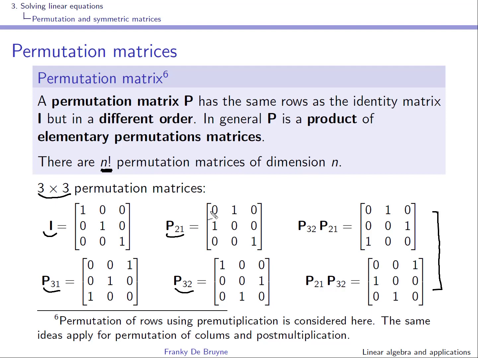I've been talking about permutation of rows, but of course you can do similar things with permutations of columns, but there you have to consider post multiplications. Well, non-elementary permutations, and you have 2 examples over here, are the product of elementary permutation matrices.